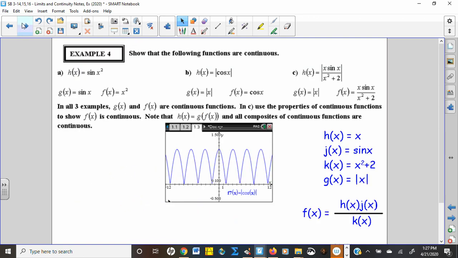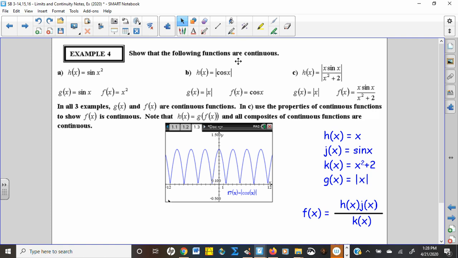All right, here's an application of that. If h of x is sine x squared, I can break that into, let's say g is sine and f is x squared. So now g of f is equal to h. And because sine is continuous and x squared is continuous, that's proof that sine of x squared is continuous, okay?